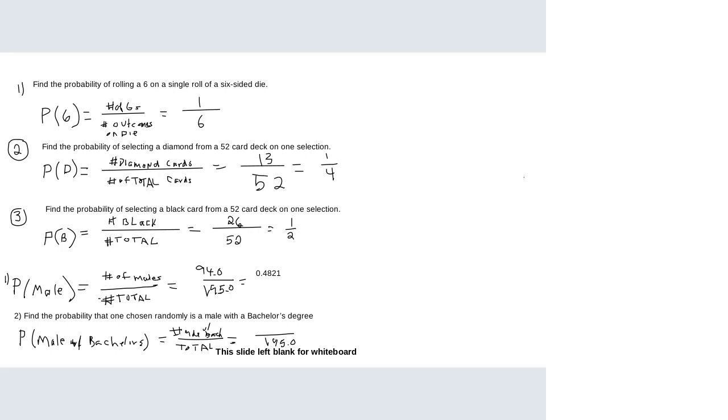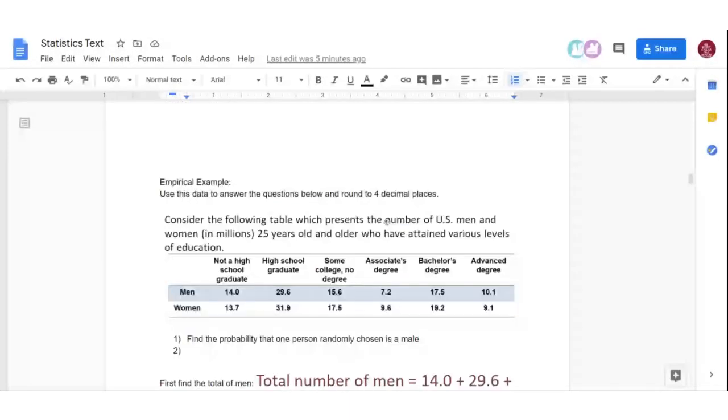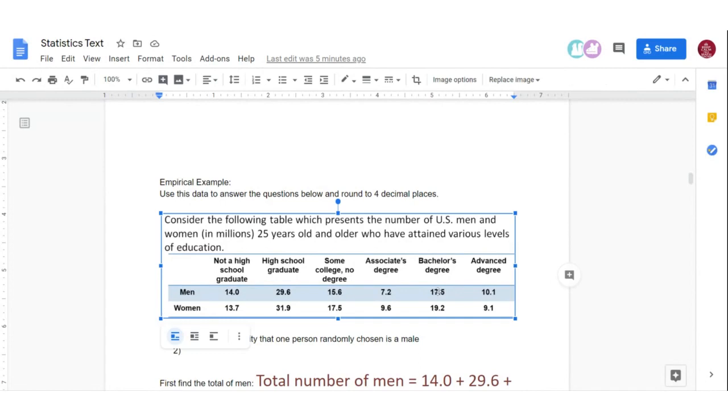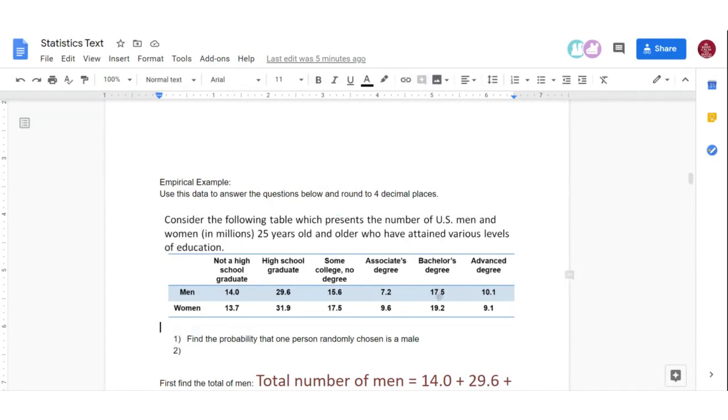All right, so back to this. Now, we want something more specific than just the male, so we don't really need to add anything up. What we're doing is we're going to the crossroads, and I can't really highlight it, but I've got my cursor running around that circle over the number that represents male bachelor's degrees. And then this is the female, but we just want the male. So we want 17.5.